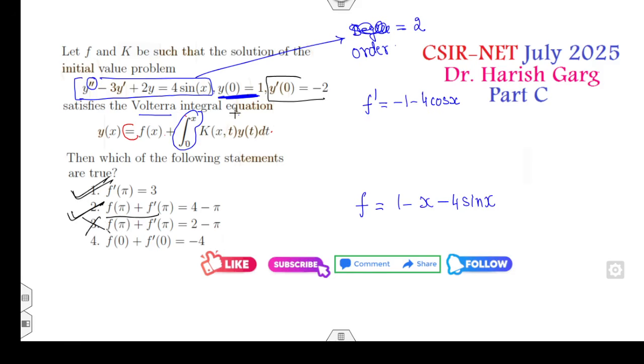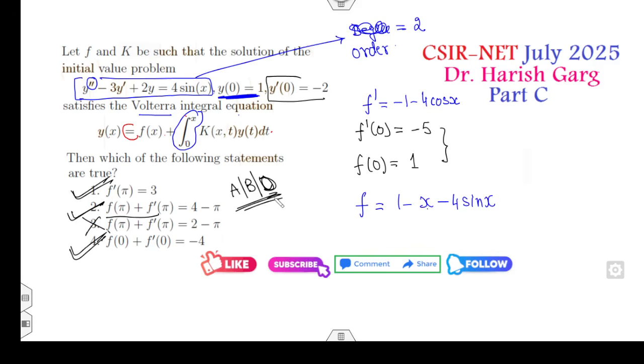And for the last option you have to calculate f of 0 and f dash of 0. Cos of 0 is 1. This number is minus 5. And f of 0 is sin 0 is 0, so 0, 1. If you add them, it's minus 4. Yes, this option is also correct. A, B and D are the right answers of this problem.